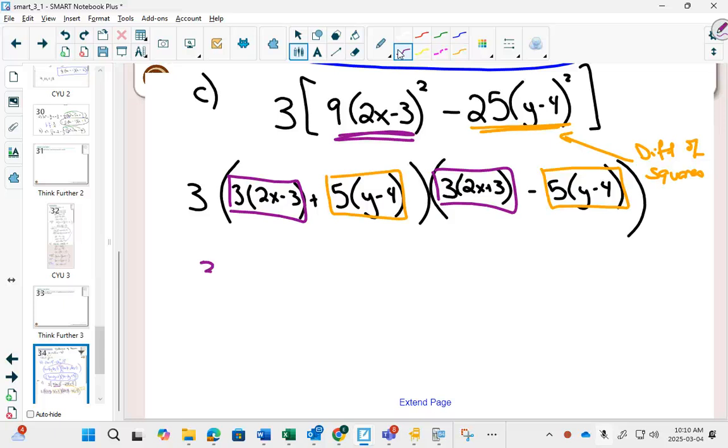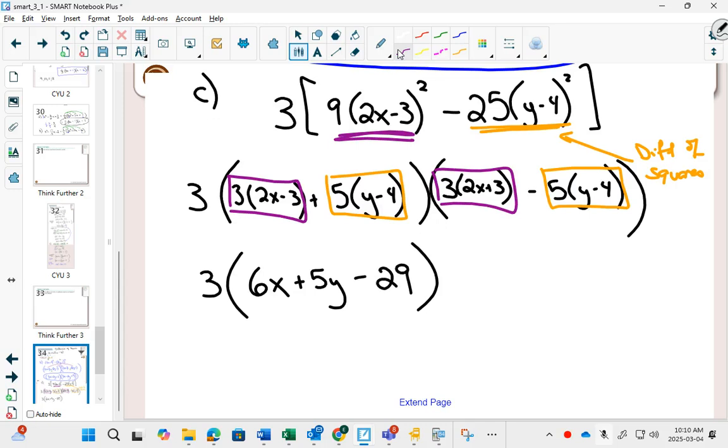All of this, now we check, can I simplify inside any of these brackets? Well, this would be 6x. This will be plus 5y. I'm going to have a minus 9 and a minus 20. Give me minus 29. Second one. 3 times 2x will give me 6x again. Minus 5 times y. Now I have a minus 5y. I'm going to have plus 9 plus 20.